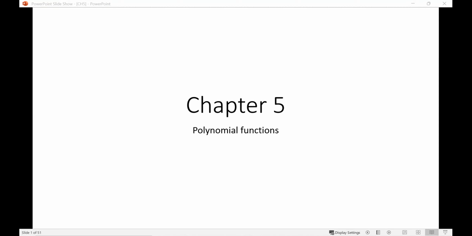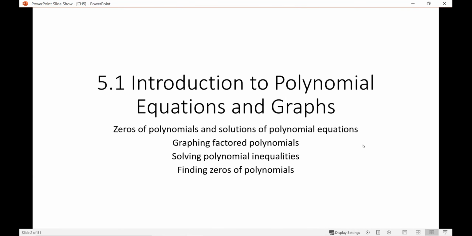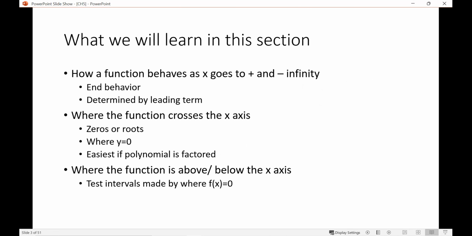And all of this is going to allow us to figure out what the graph of these polynomial functions looks like. So here in 5.1, we're going to do an intro to polynomial equations and their graphs. We're going to talk about what a zero of a polynomial is, and we're going to graph some factored polynomials. We're going to solve polynomial inequalities and find zeros of polynomials.